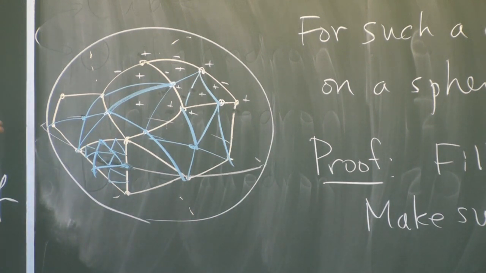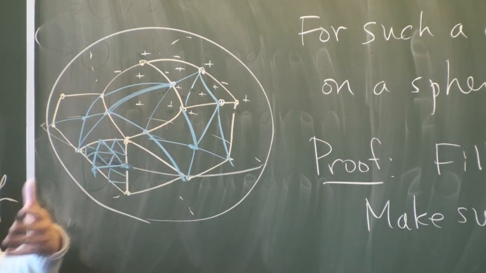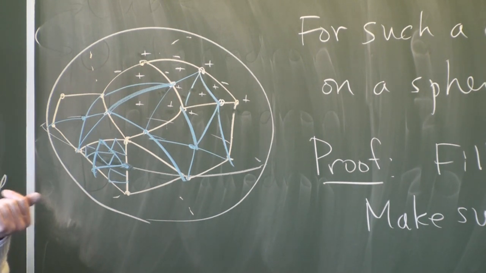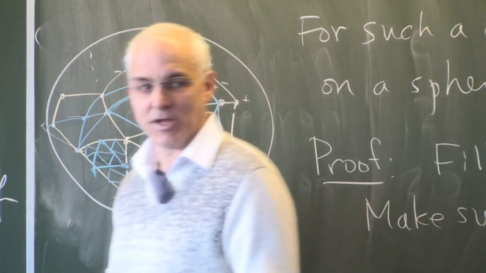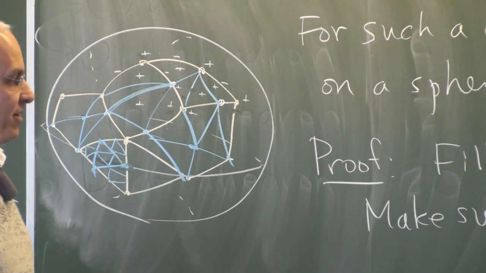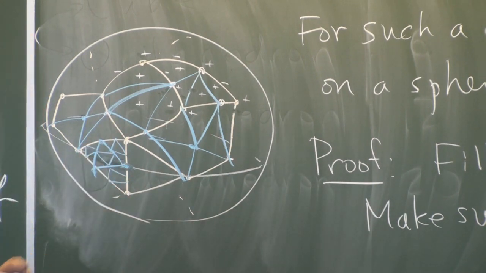And now it's clear that this quantity v minus e plus f is just the total of pluses and minuses added together. Think of the plus as being plus 1 and the minus as being minus 1. So we want to show that the total is equal to 2. Now what we're going to do is flow these charges. I think this argument goes back to William Thurston, one of the most prominent topologists of the 20th century. It's a very nice argument.